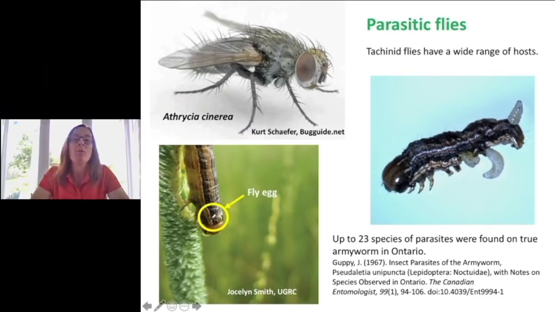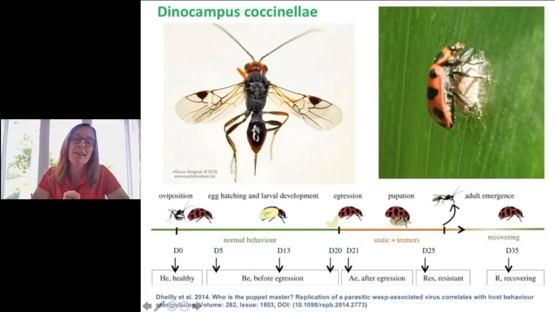Here's one more interesting one. Dinocampus is a type of wasp that parasitizes ladybugs. This is why I'm always saying that insects are cooler than diseases, and Albert can't claim that, because this wasp lays its egg inside the ladybug. The ladybug keeps going, and the larva develops inside of it.